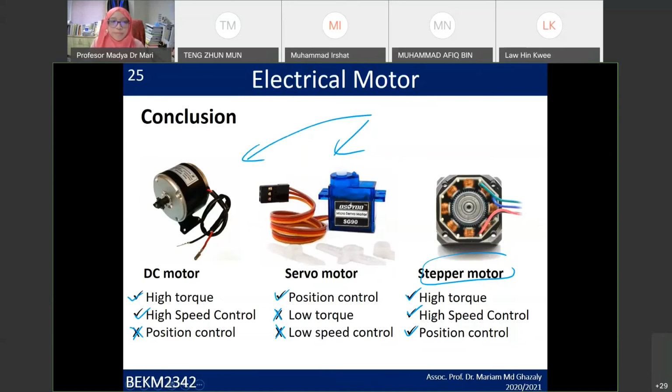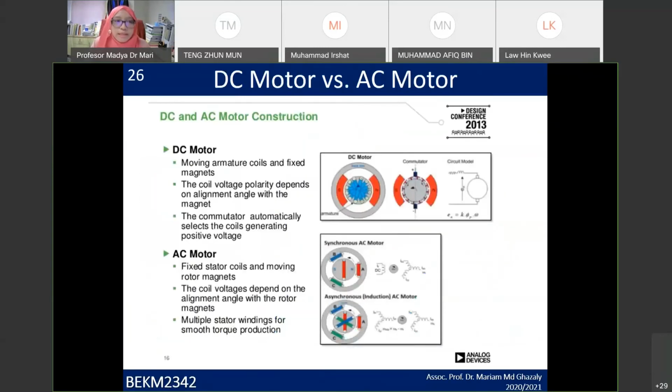So what is the difference between the DC motor versus the AC motor? For the DC motor, you have a moving armature coil. So remember, the moving armature coil is the one that is going to move, the one that I explained just now. The coil polarity depends on the alignment of the magnet. So a DC motor will normally have a fixed magnet, and the commutator automatically selects the coil generating positive torque. So this is the DC motor.